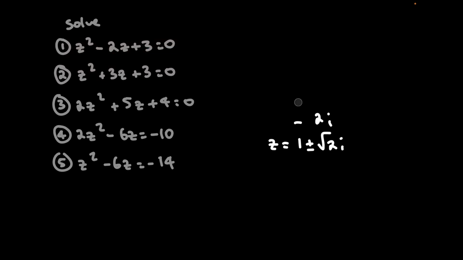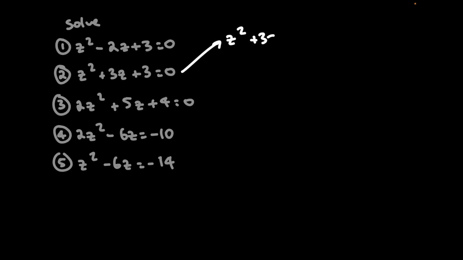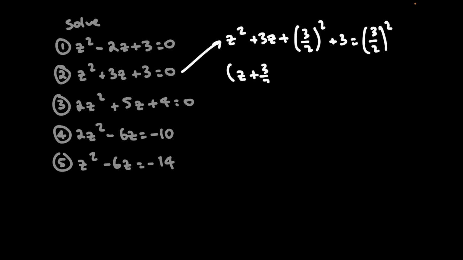The next one, okay, it's the same logic. We're going to use completing the square as well. So for this one here, we can say that we have z squared plus 3z plus half of 3 squared, so that's 3 over 2 whole squared, plus 3 equals 0, but I can't just add this term, so I'm going to add it to both sides. Now we can factorize the first three terms as z plus 3 over 2 whole squared. Okay, and then we can move the 3 to the other side. So that's the same as 9 over 4 minus 3.